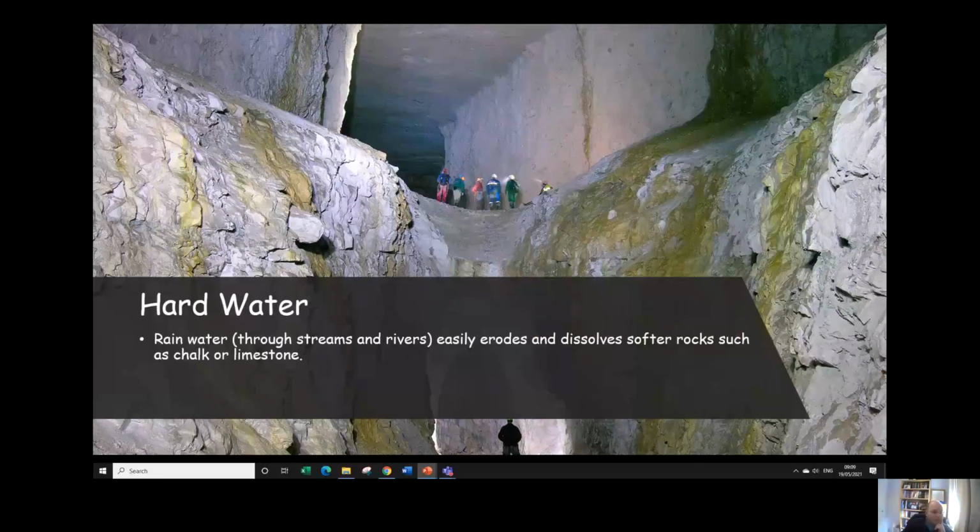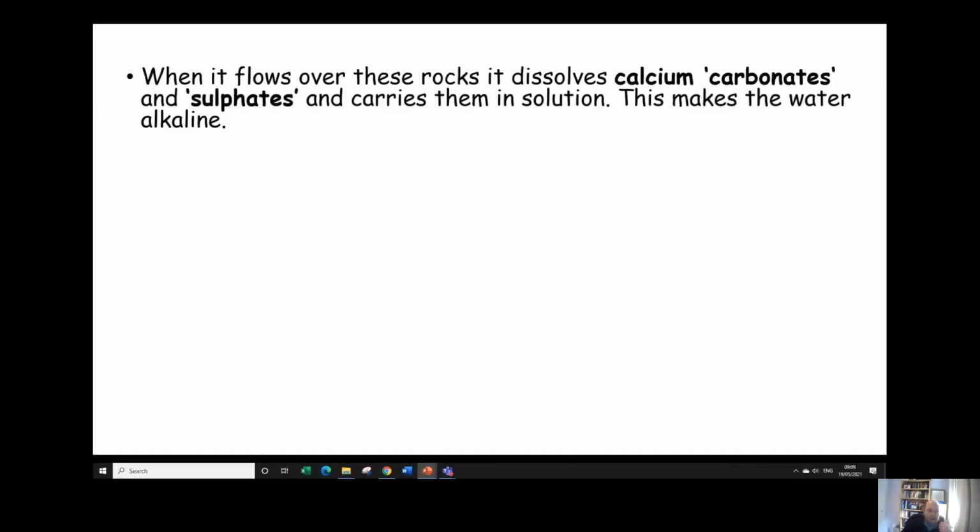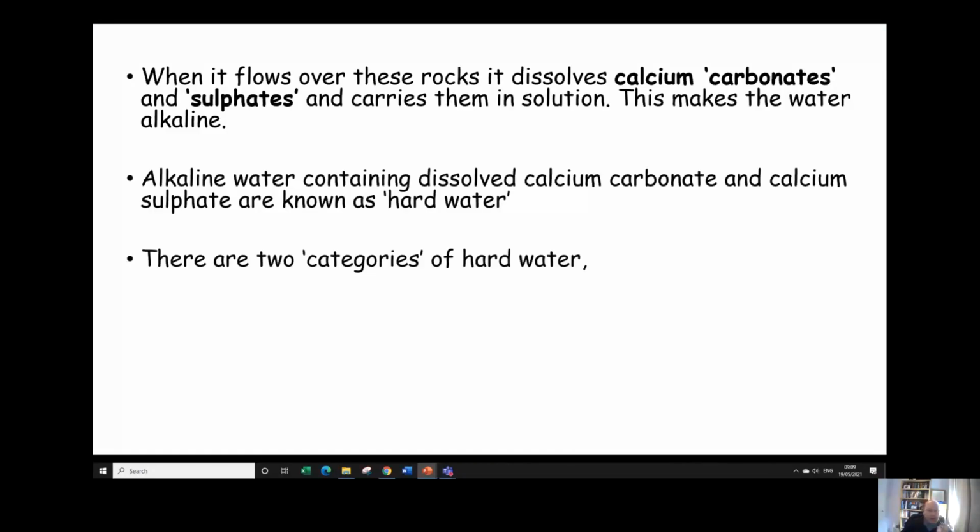Hard water. Hard water comes after rainwater has started to flow over chalk or limestone, which starts to dissolve the rock and carry it in solution, and that then causes the water to become hard. It dissolves maybe calcium carbonate or calcium sulfate from the limestone or the chalk, which is then carried in the water, which then makes it alkaline.